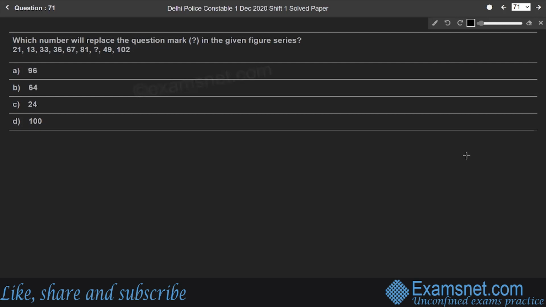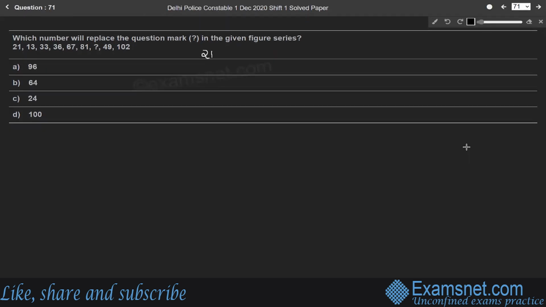Question 71. Which number will replace the question mark in the given figure series? So the series is 21, 13, 33, 36, 67, 81. So we have to find the next number, and 49, 102. So the logic is, if 21 is written in reverse pattern, it will be 12. What is the next number? 13. So if we add 1 to 12, we'll get the next number 13.